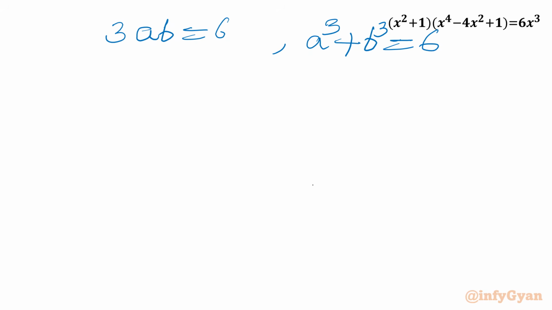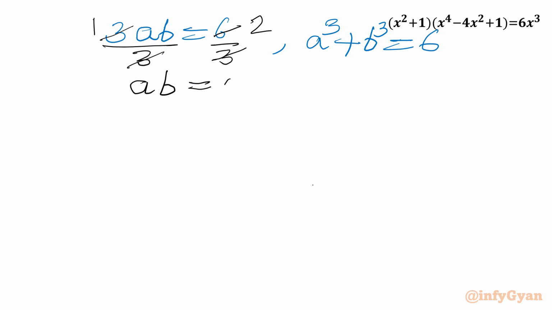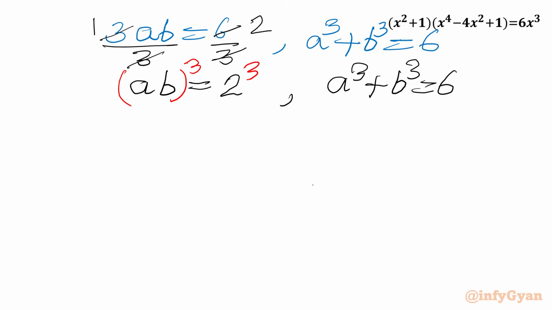Now we will divide the first equation by 3 on both sides. 6 over 3 is 2, 3 over 3 is 1. We will get ab equal to 2. And here we have a cube plus b cube equal to 6. I will be cubing the first equation, ab equal to 2. So I will put power 3 over here, power 3 over here. Now we will have a cube times b cube equal to 2 cube, which is 8.